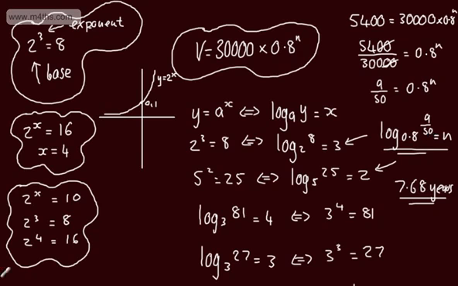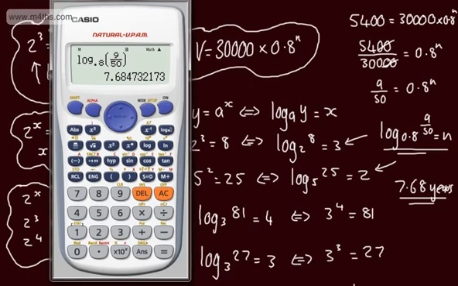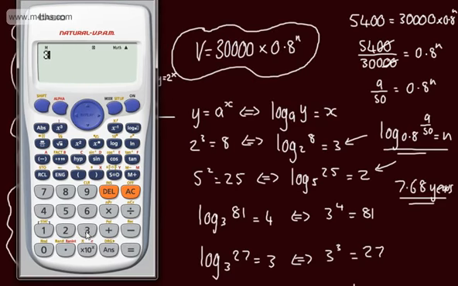So if we look at this value, if we work this backwards, what we've got then is £30,000 multiplied by 0.8 to the power of my answer. We're going to end up now with £5,400. So we can see by using the logarithm, all I've done is made 0.8 to the power of n the subject of that equation, and gone ahead and used the logarithmic equivalent to find the value of n. And that's one way that we could do this.